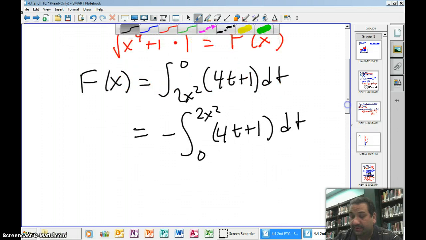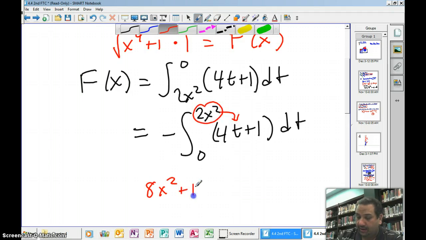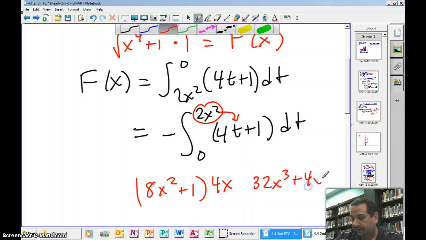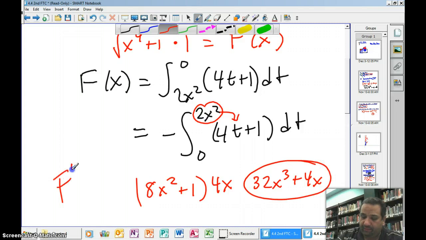Now I'm going to use the second fundamental theorem, which says replace. I just plug 2x squared in for t, so I get 8x squared plus 1, times the derivative of this thing, which is 4x. That becomes my answer. So I get 8x squared plus 1 times 4x. You can make that 32x cubed plus 4x. And that is F prime of x, using the second fundamental theorem of calculus on this problem.